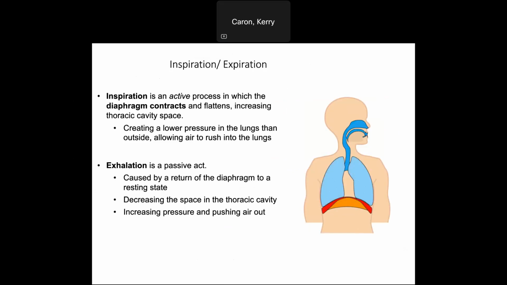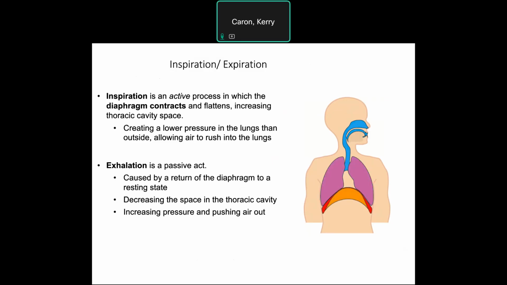And you can see that in this animation really well. So inhale, we kind of elongate the lungs and fill them. And then when it relaxes and goes back to its normal position, we exhale. So inspiration is the active process. During inspiration, the diaphragm contracts and flattens, increasing the thoracic space, creating a lower pressure, and air rushes into the lungs. Exhalation is more passive. The diaphragm returns to its resting state.